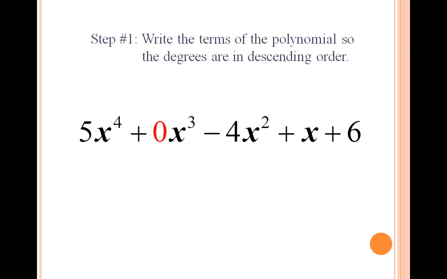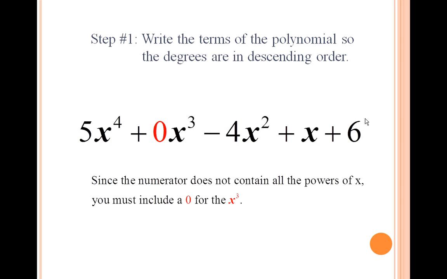Notice that we're missing the x cubed term. So step 1, you need to write the terms of the polynomial so the degrees are in descending order. Descending order means from the highest to the lowest degree. So this is x to the 4th, x to the 3rd, x to the 2nd, x to the 1st, and this is actually x to the 0. X to the 0 is equal to 1, so 6 times 1 is 6. Since the numerator does not contain all the powers of x, you must include a 0 for the x cubed term.